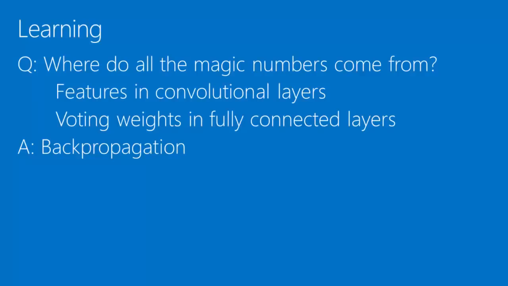In all these cases, the answer is the same. There is a trick called backpropagation. All of these are learned. You don't have to know them. You don't have to guess them. The deep neural network does this on its own.